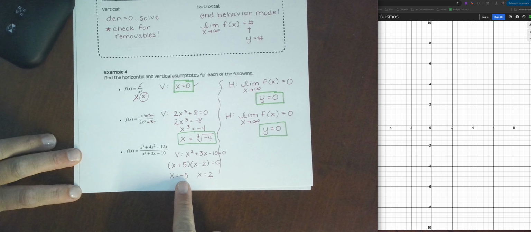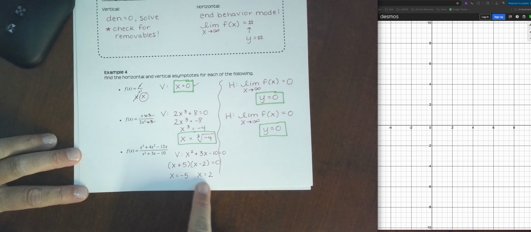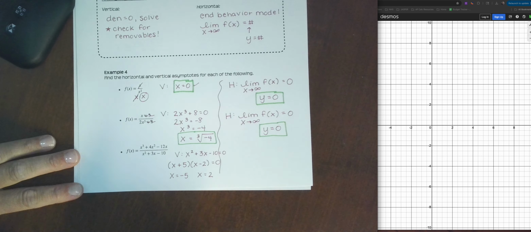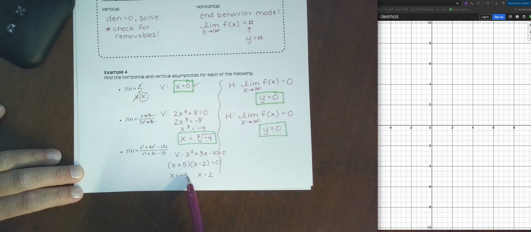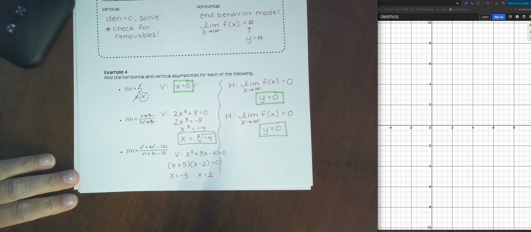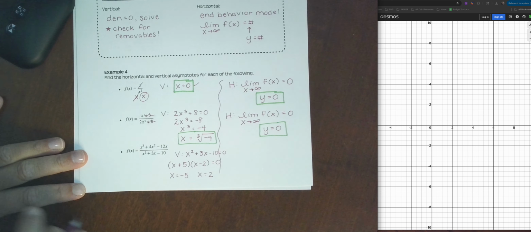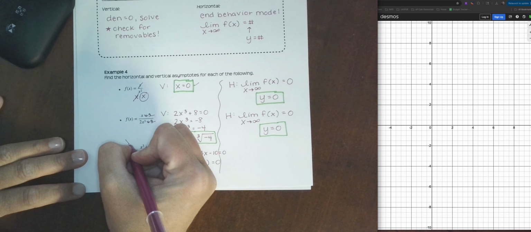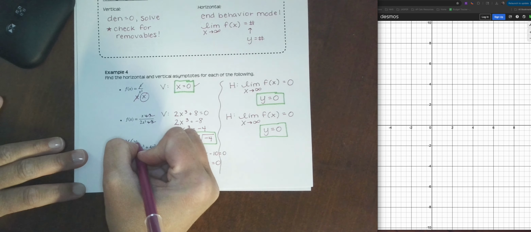Those aren't guaranteed to be asymptotes. I would have to check to see if either of them is removable up here. Up to you what's easier for you. You could take the -5 and the 2 and just plug them in up top and see if that equals 0. I'm assuming that we're going to be doing this without a calculator. On your first quiz, you will be doing it without a calculator. So I'm going to factor this thing because I think it'll be more efficient, calculator free.